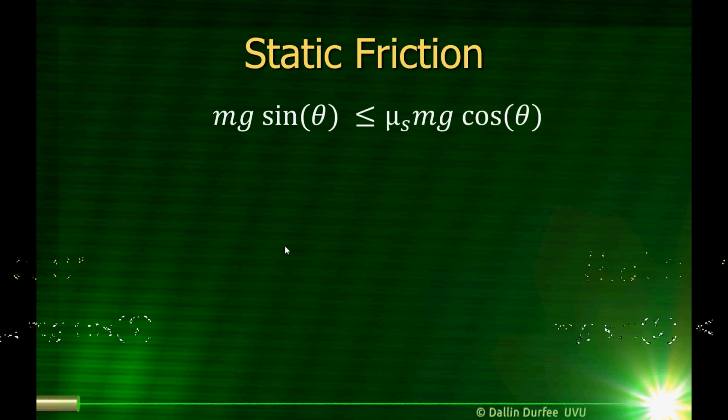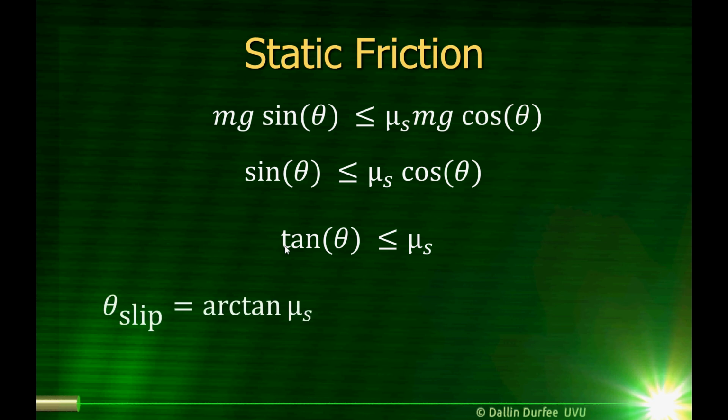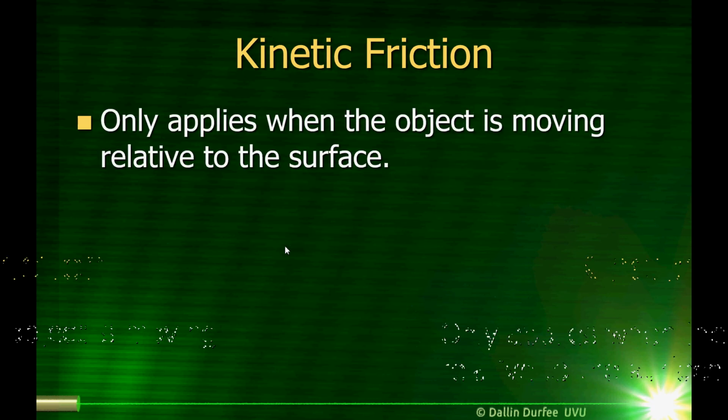So here's the equation. We set those two equal, m and g cancel out, and we find that the tangent of theta has to be less than or equal to the coefficient of static friction, which means the angle at which the book starts to slip is just the arctangent of mu sub s, which in this problem is the arctangent of 0.143, which is 8.14 degrees. Okay, that was static friction.